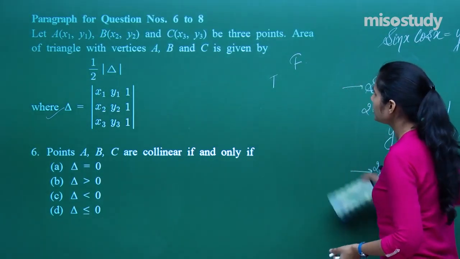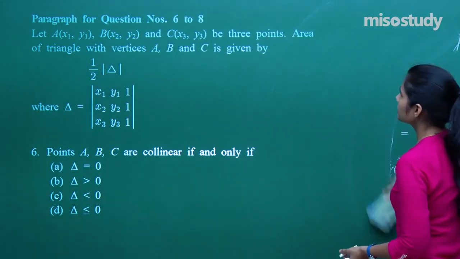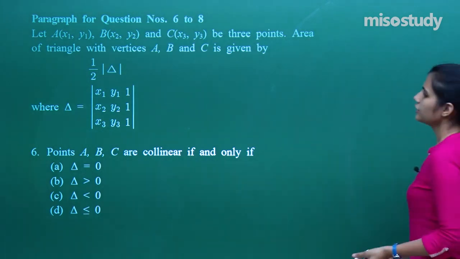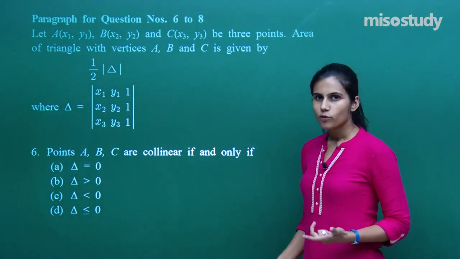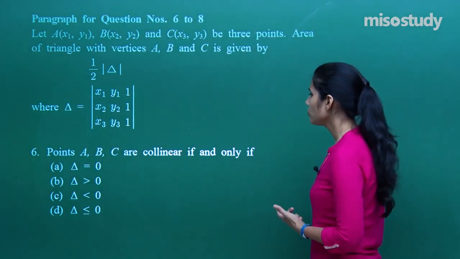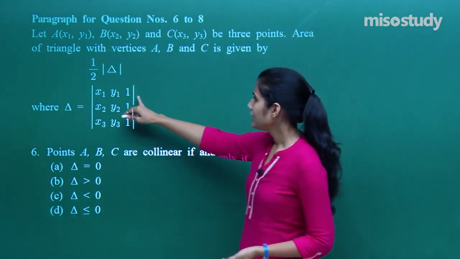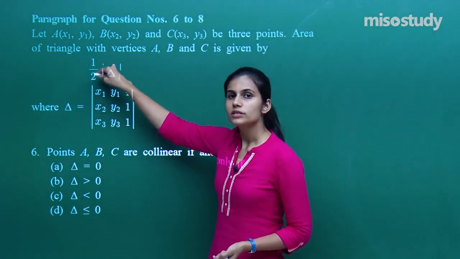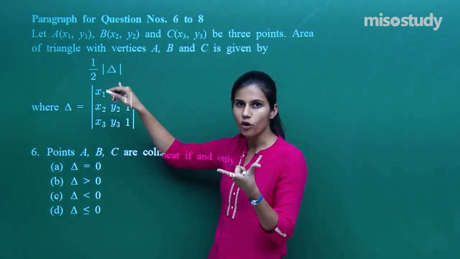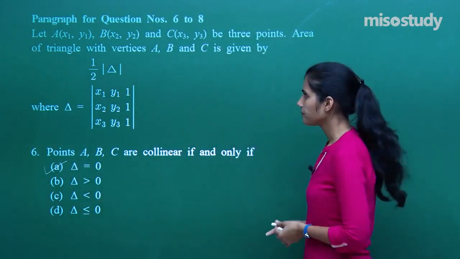You have A, B, C, coordinates are given to us. Let them be 3 points. Area of triangle with vertices ABC is given by this. This is something that we already know, but the question is giving us that information as well. Now we have 3 questions which follow this observation. Points A, B, C are collinear if and only if, what is among them true? Very clearly, if this is the area of the triangle with 3 vertices, if they are collinear, there will be no triangle formed and the area of that triangle will have to be 0. This is a bit obvious.